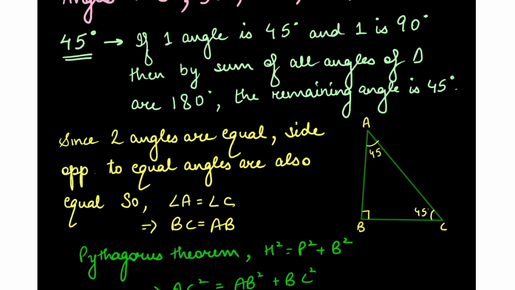Also, we know that the sides opposite to equal angles in a triangle are equal. Angle A is opposite BC, angle C is opposite AB. Angle A is equal to angle C, so AB is equal to BC. If we are going to find sine A, that is sine 45 degrees, it is BC upon AC, whose value will also be equal to AB upon AC, because BC and AB are the same, so it can be replaced.